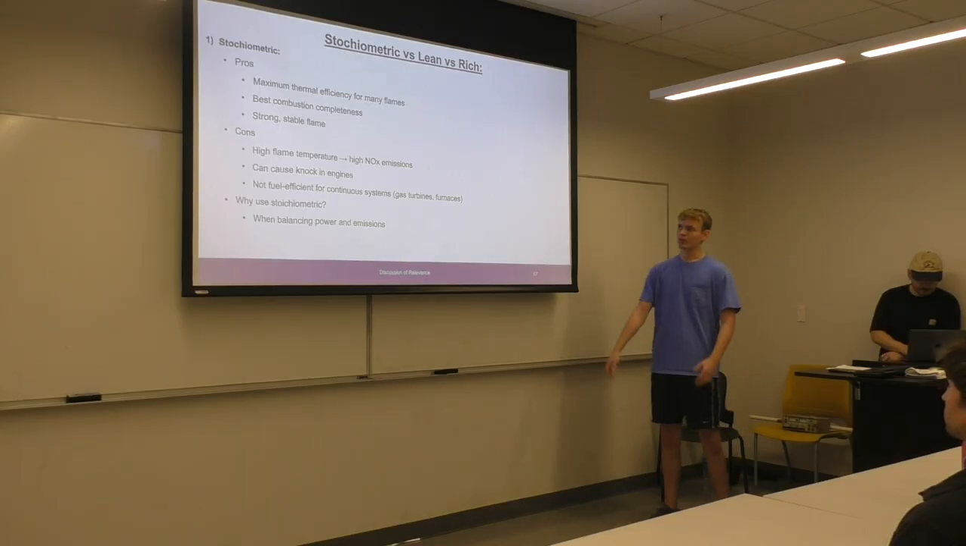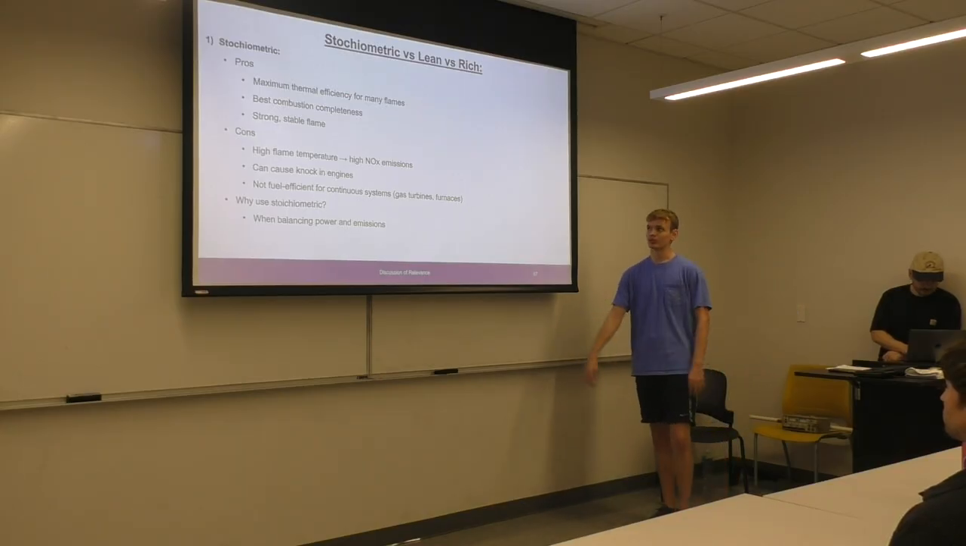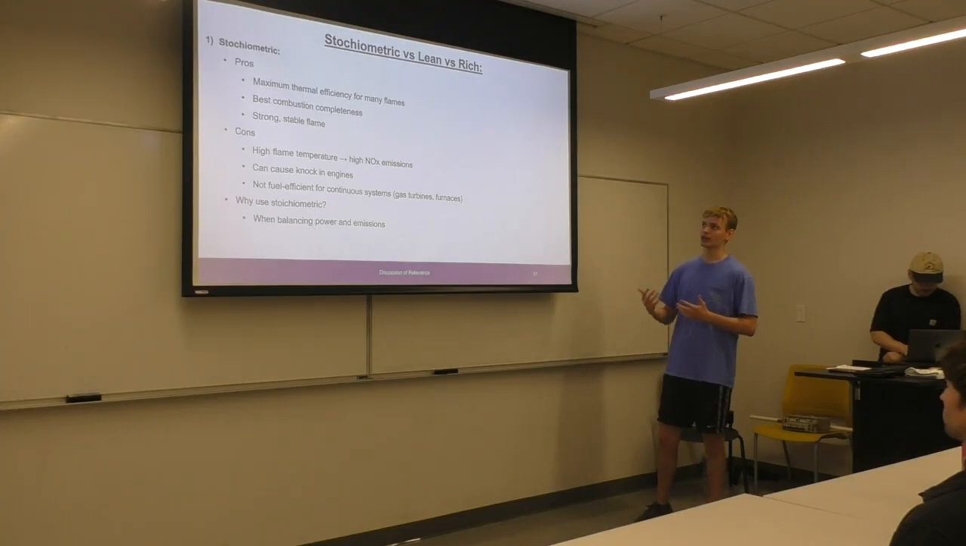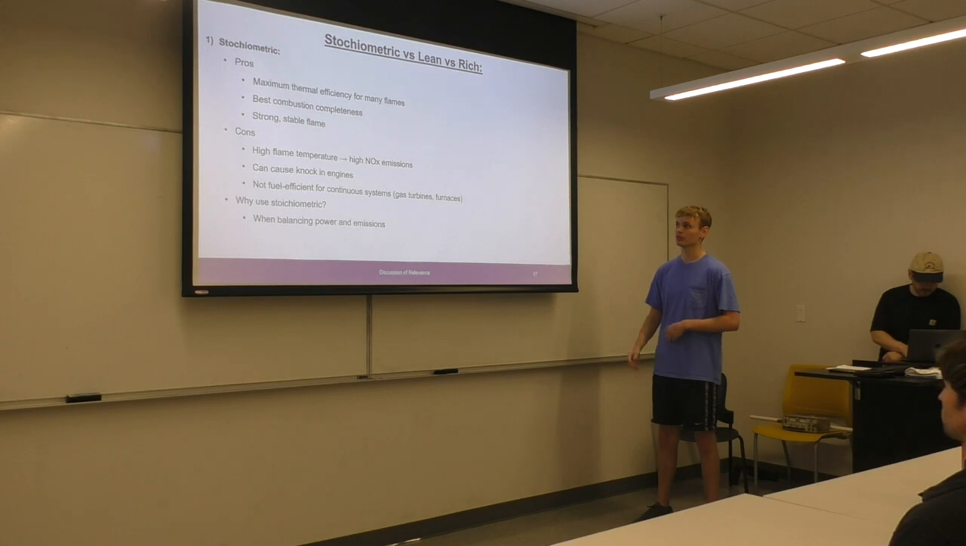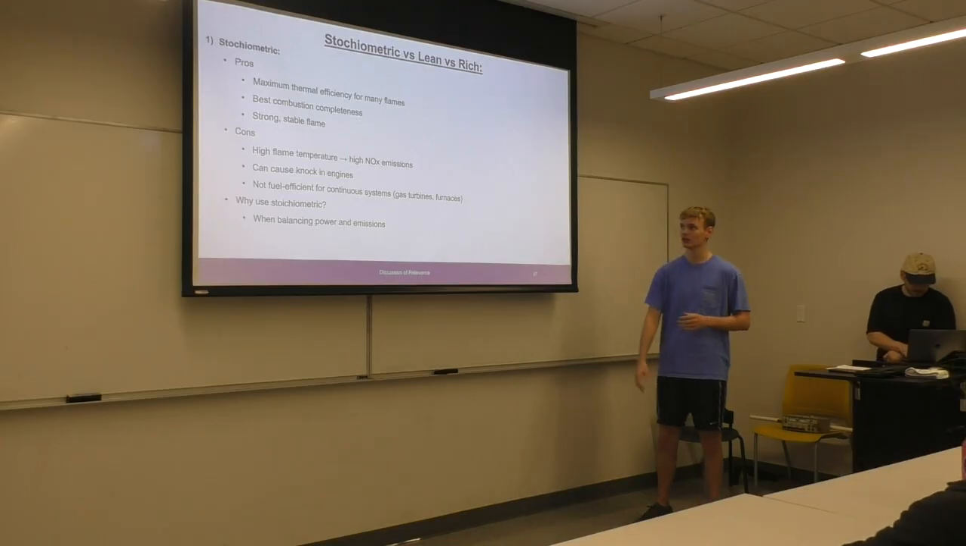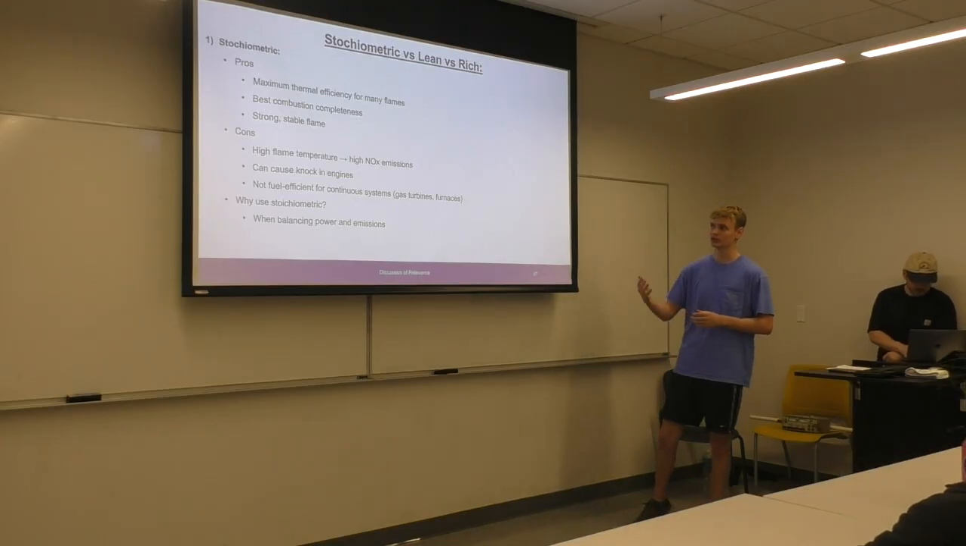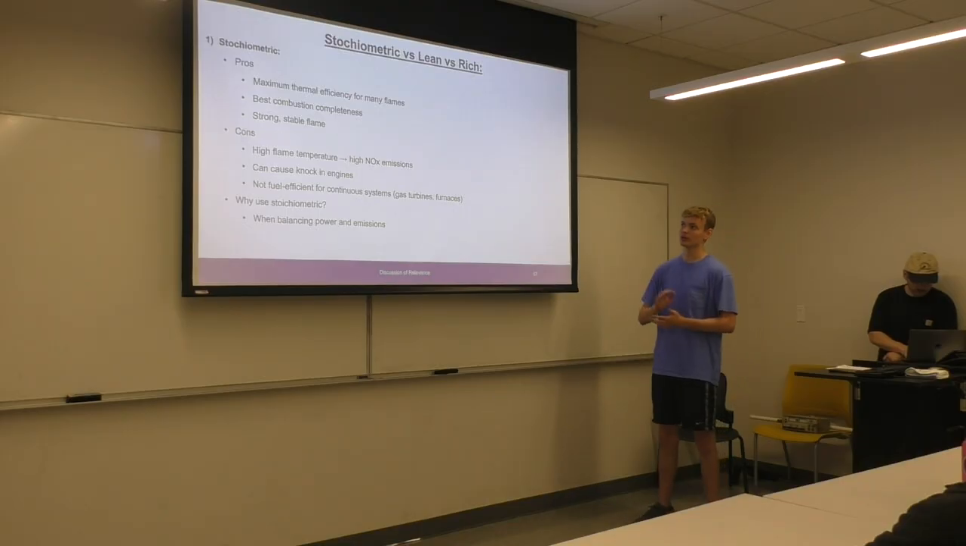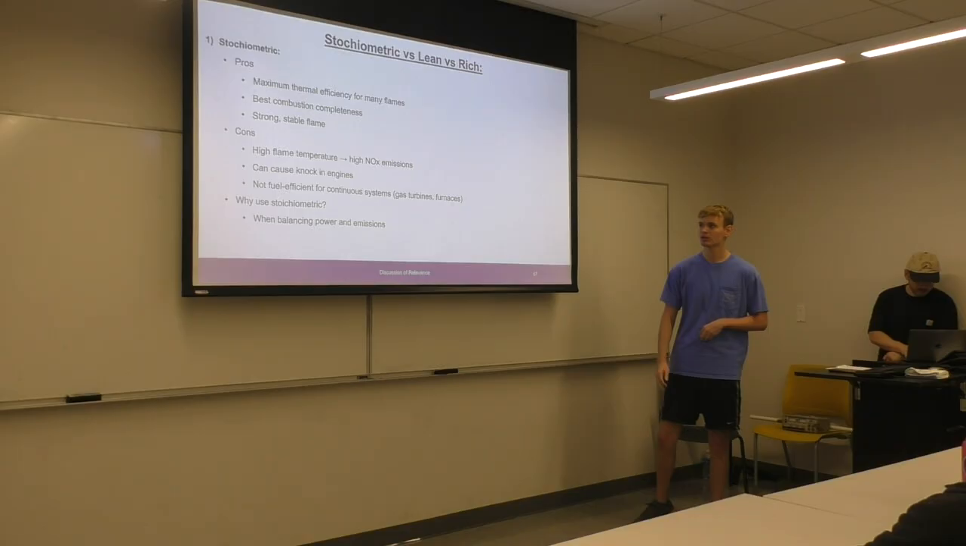So what are the properties of stoichiometric versus lean versus rich? For stoichiometric, the pros are that you'll have maximum thermal efficiency for many flames. It's best for combustion completeness, and it produces a strong, stable flame. The cons are, since it's a high flame temperature, you're going to have higher NOx emissions. This could be your nitric oxide and your nitrogen dioxide. Those are very strong emissions that we really need to try and lower.